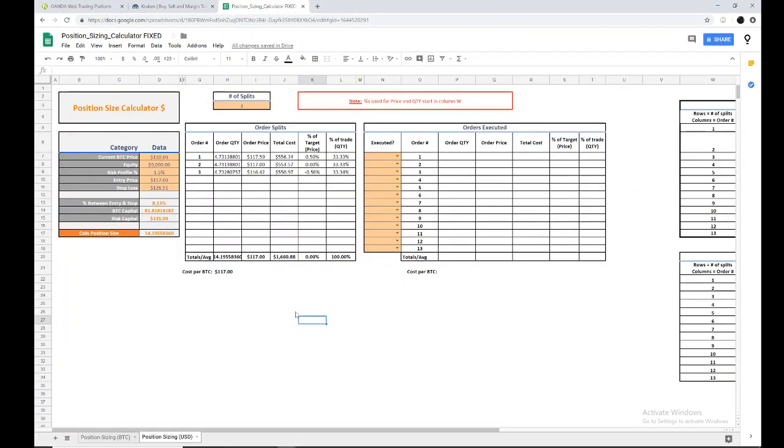Alright, this is the position sizing calculator. So this helps you with leverage. Here you put in your account value. Then you put in your risk profile. So we'll just do 2%. So now you put your entry and your stop.